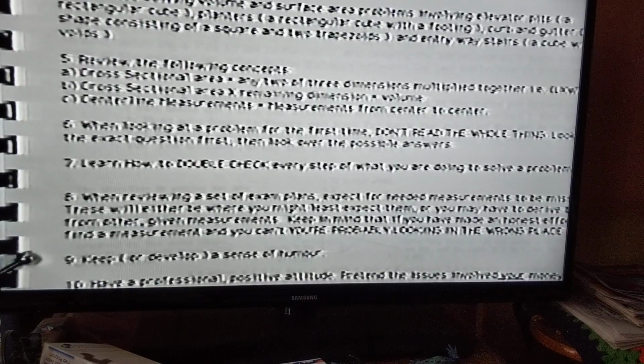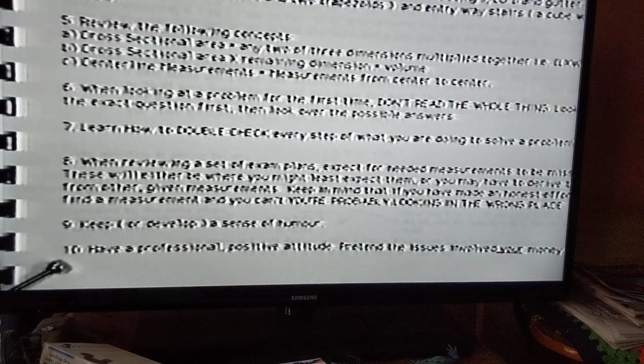Step number 9 is important. Keep a sense of humor. If you don't have one, go out and get one. This is just a test. You're going to survive it, you're going to pass it, and you've got to have a sense of humor. Finally, have a professional, positive attitude. Pretend these issues involved your money. If you did so, you would double check, you would be careful, and you would be consistent. And if you approach the exam in this fashion, you're going to pass it.